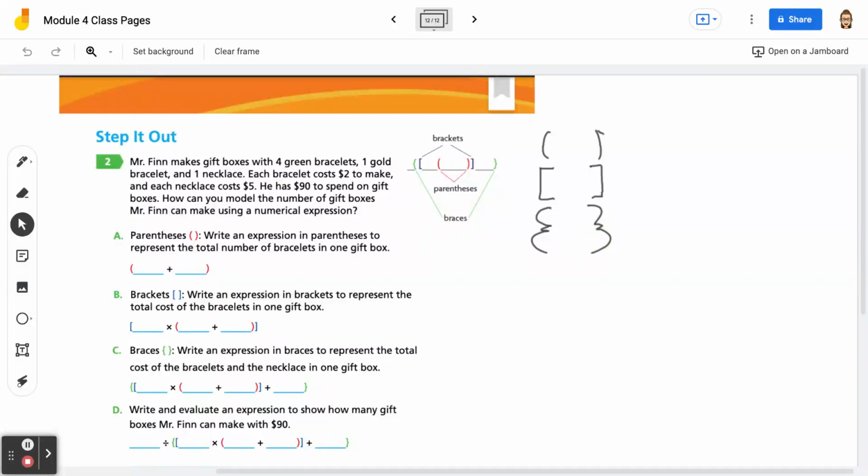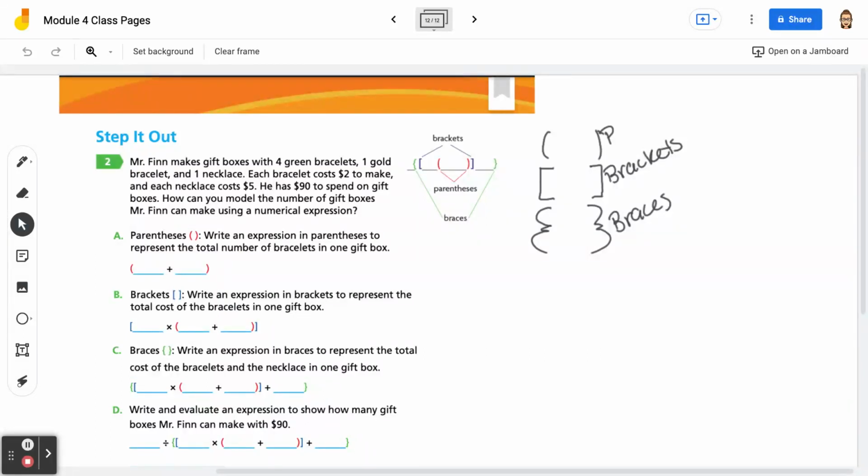But so you just kind of have parentheses, brackets, and braces. Just to give you a little bit bigger example of what they're going to look like when I write them. Again, we just use these because we have more grouping and it gets really confusing if you have a lot of parentheses. So A says, write an expression in parentheses to represent the total number of bracelets in one gift box.